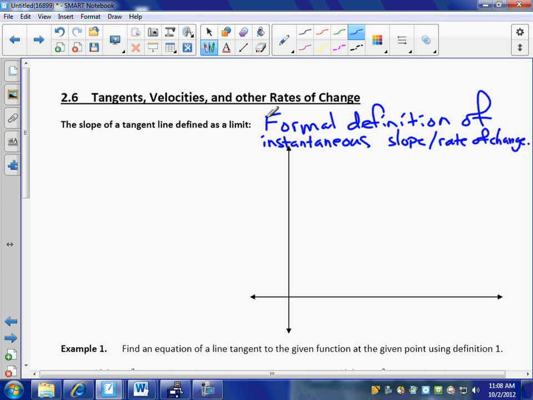Okay, the book chooses to present it this way, and that's fine. We'll go with it. But this is a very, very important day. This is the day in which we see the formal definition of the instantaneous slope, or rate of change.